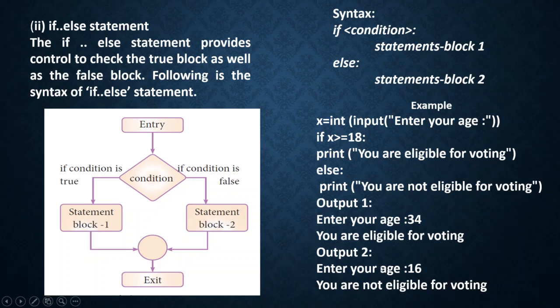Let us take another example, the value of x as 16. We know that 16 is not greater than 18, so the false block will be executed. Since 16 is less than 18, the true block will be skipped and the false block will be executed. So you will get the output: you are not eligible for voting.